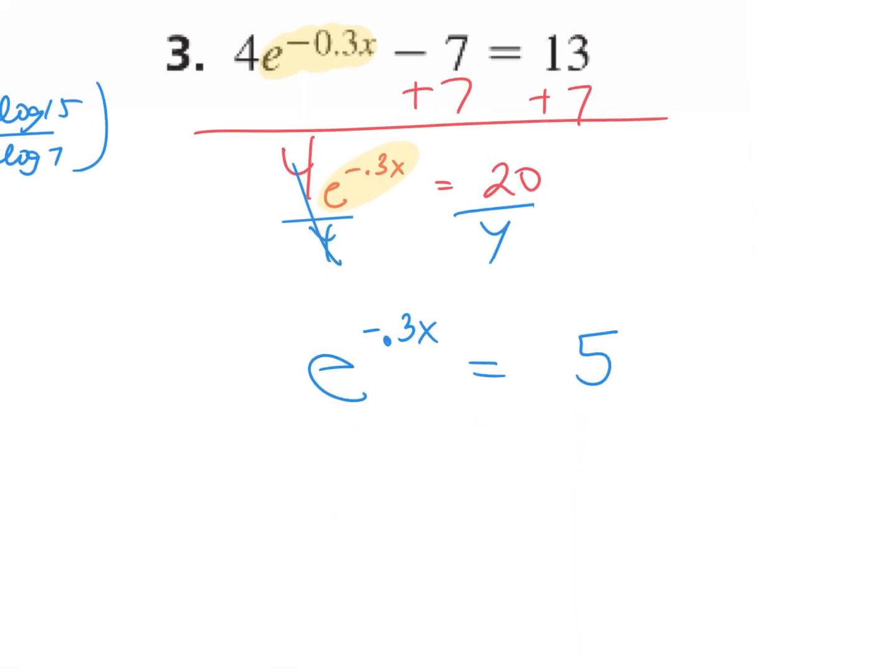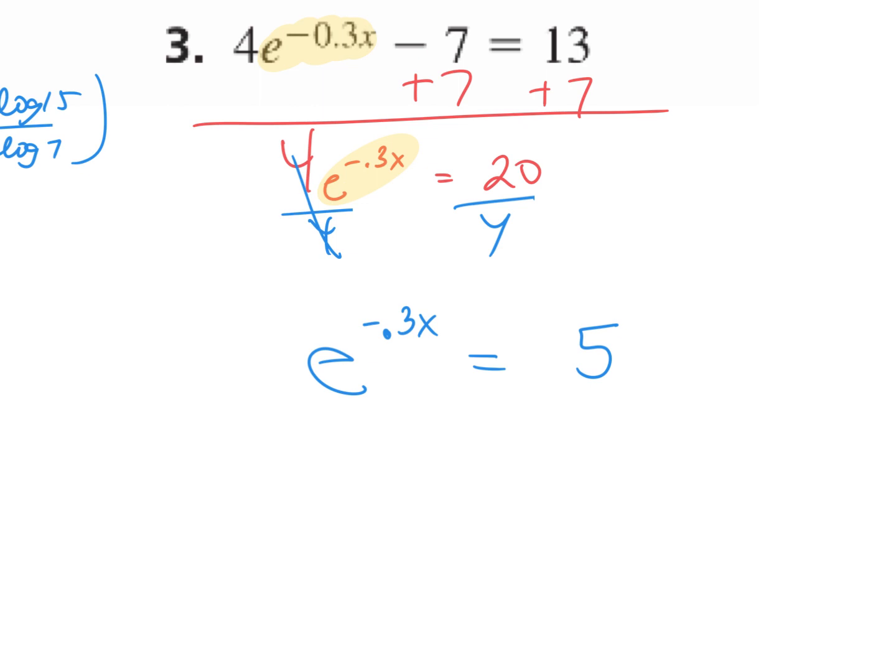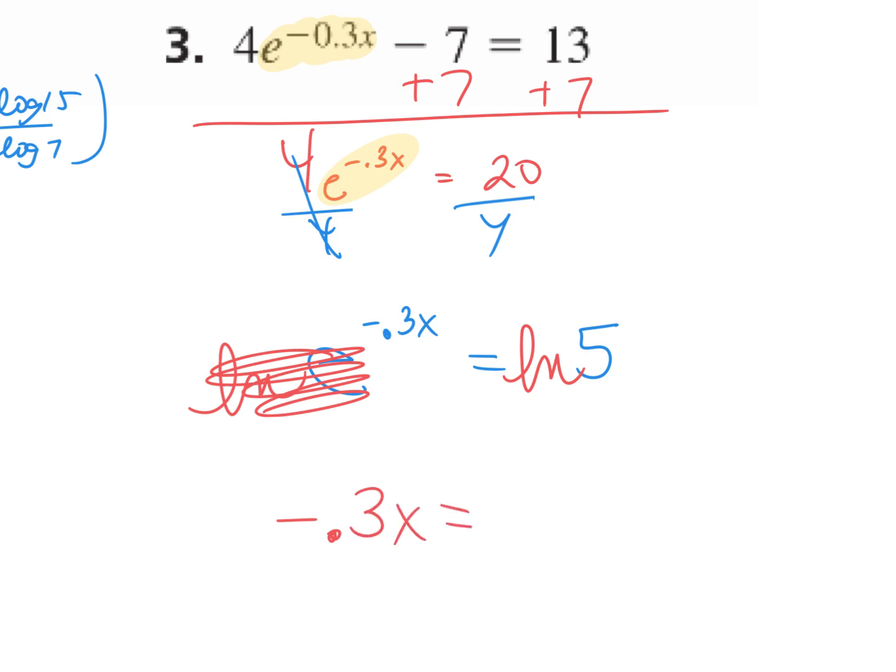I recognize I have an e. I've got to get that e to go away. I have to get it to cancel out so my exponent will come down. What is the opposite of e? ln. So I'm going to take the natural log of this side. And what you do to one side of the equation, you do where? So we're going to take the natural log here. So on the left, ln and e do what? Cancel. So you have negative 0.3x equals, what is the natural log of 5? Hit ln 5. 1.609.